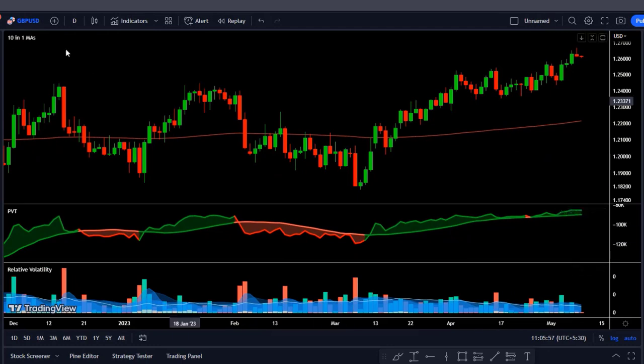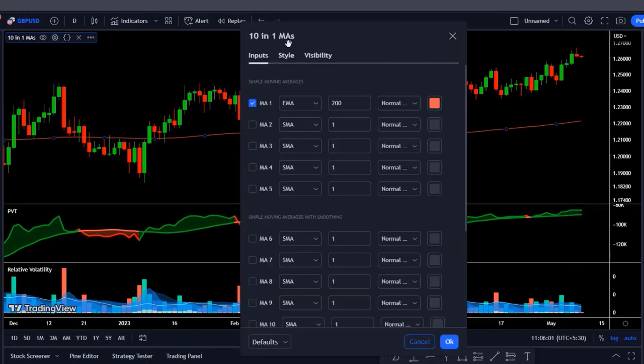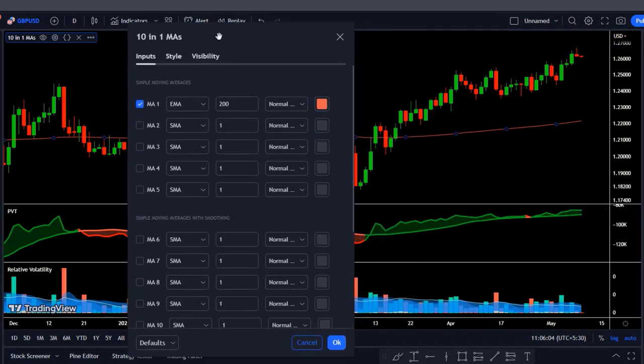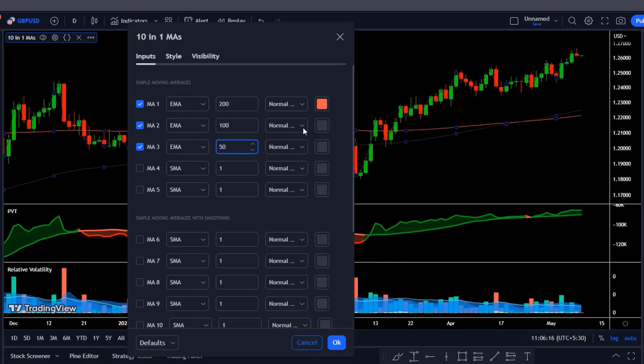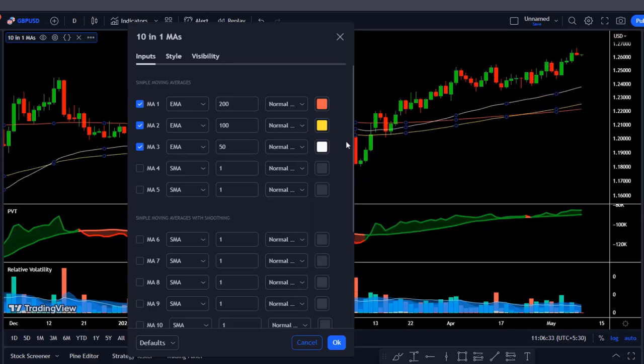First, head over to the Moving Average Indicator settings and click on the Inputs tab. We will be adding 3 EMAs to the chart. This means that we will add a 50-period EMA, a 100-period EMA and finally a 200-period EMA. Make sure to also change the colors of the EMAs to make them easier to see.